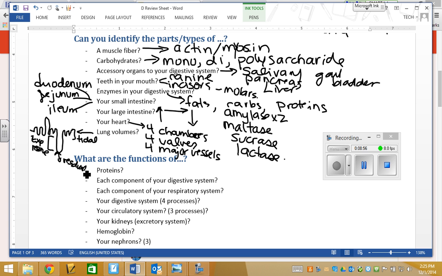The next thing is asking you about functions. So when we talk about proteins, although they do a lot of things, please remember that proteins are what enzymes are made out of. Not all proteins are enzymes, but all enzymes are proteins. That's kind of the way it goes.